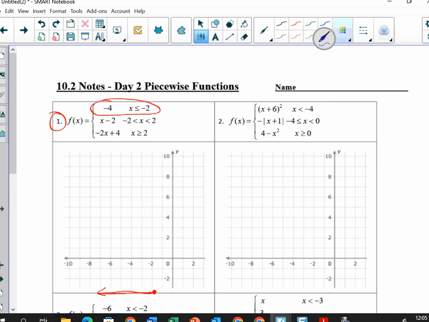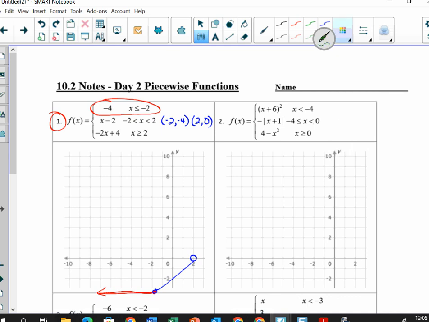I need to plug in the two endpoints. So when I plug in -2, what do I get? Okay. Now that's supposed to be an open circle, but that's already filled in by the other one, right? So it's going to be a filled in dot in the end. You can't really note that. And what do I get when I plug in 2? 0. Okay, and that one's open. What do I do with those 2 dots then? Connect them. Okay.